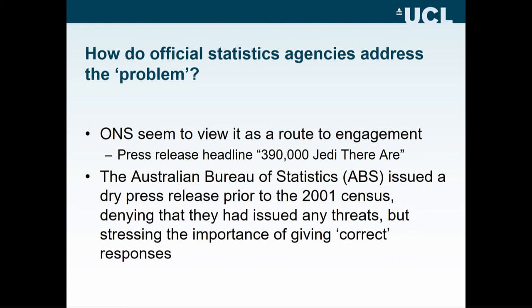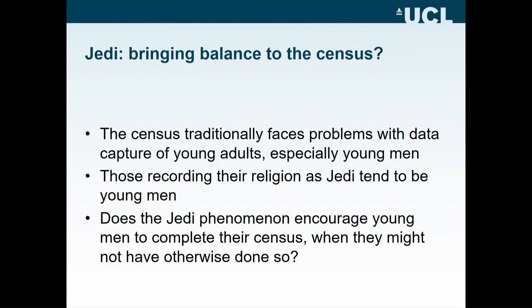Other census agencies didn't take that tactic. They tried, it seems to me, to play it down, to pretend that this sort of thing wasn't happening. So ABS, the Australian Bureau of Statistics, had a very dry press release prior to 2001 about this campaign, stressing the importance of filling in the census and filling in the census properly and giving the right answers. But I wonder whether the Jedi experience shows that we can gain something from this.